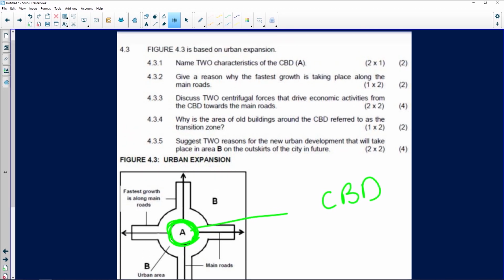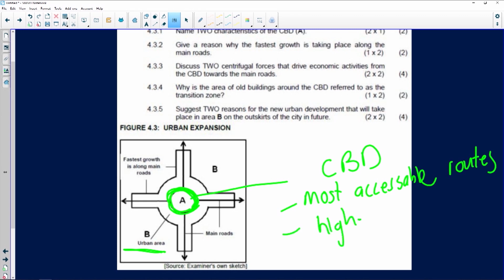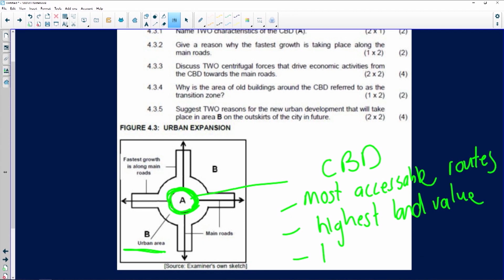Name 2 characteristics of the CBD. Now we can identify the CBD as A: most accessible. And another characteristic, we can say highest land value. Because instead of the buildings and properties expanding outwards, what's happening with the building style? It's moving up because of the highest land value. It's more expensive, and it's usually the tallest buildings as well.